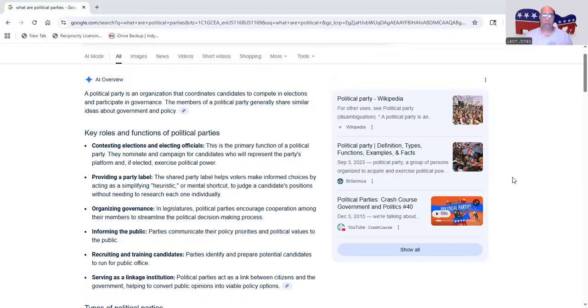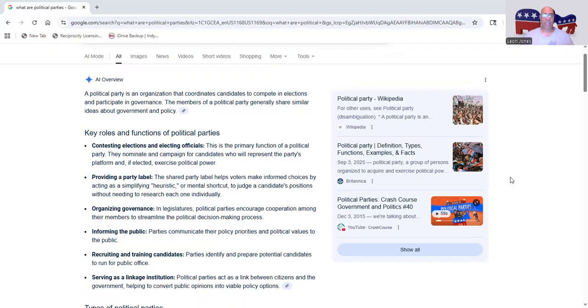Now, when we deal with parties, let me give a little more insight. We talk about an organization. Again, a political party is an organization that coordinates candidates to compete in elections and participate in governance. The members of a political party generally share similar ideas about government and policy, and that's similar to what I just presented. Now, you have roles and functions of a political party.